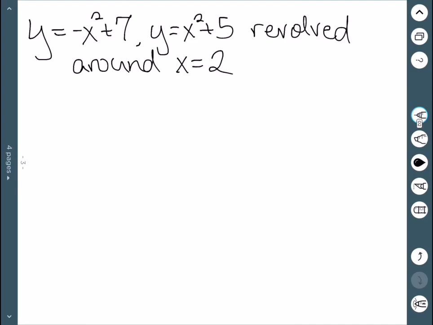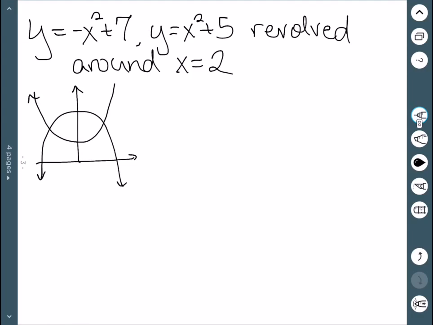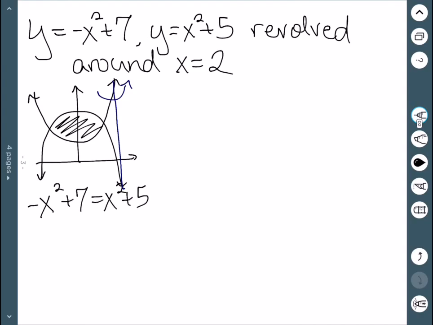We'll now consider this example. If we try to draw this picture, I have negative x squared plus 7 and x squared plus 5. So we have this region, and we're actually going to rotate around the line x equal to 2, which is over here. When we do this, things are going to be slightly different. We're going to start by finding our intersection points. If I do negative x squared plus 7 equal to x squared plus 5, I'll end up with 2 equal to 2x squared, which eventually will give me x equal to plus or minus 1.